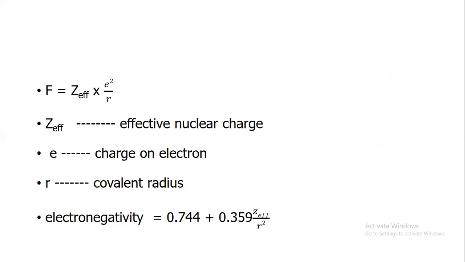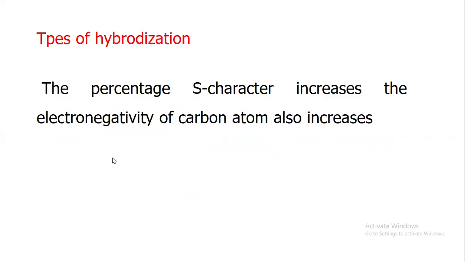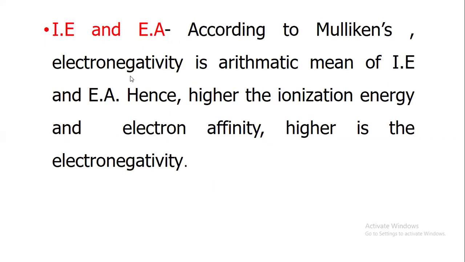Mulliken's approach, Allred and Rochow approach. Factors influencing electronegativity: charge on the atom. The higher the positive oxidation state of the atom, the greater its electronegativity. Another factor is hybridization, as well as ionization energy and electron affinity.